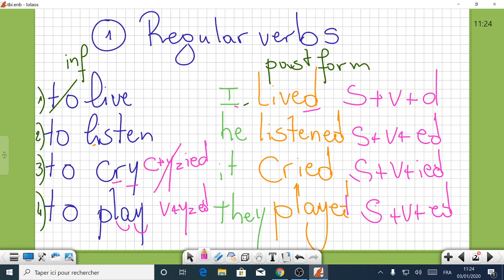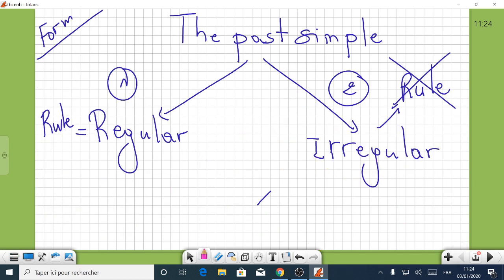So this is the simple past. Today's lesson is the simple past. I said that in the simple past we have two categories. We have regular and we have irregular. So when I say regular, it's because it follows a rule.